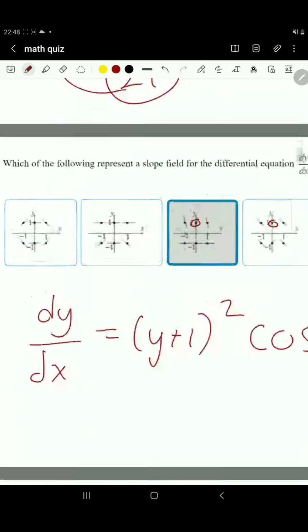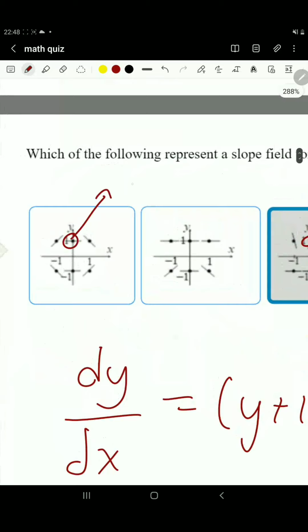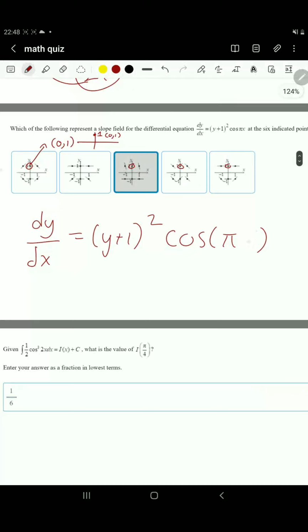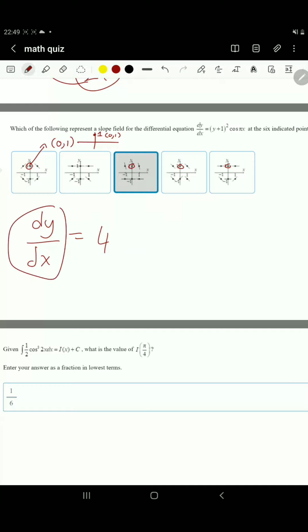So let's take a random point. Let's take this point: x is 0, y is 1. You're on the y-axis, right here. So when x is 0, y is equal to 1. 1 plus 1 is 2. 2 squared is 4. Pi times 0 is 0. Cosine 0 is 1. So the derivative at the point (0, 1) is 4.